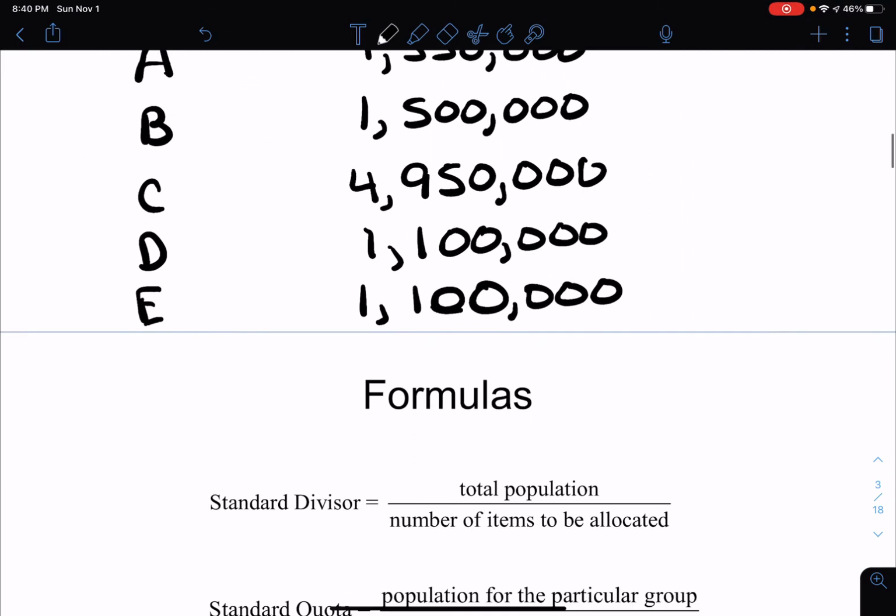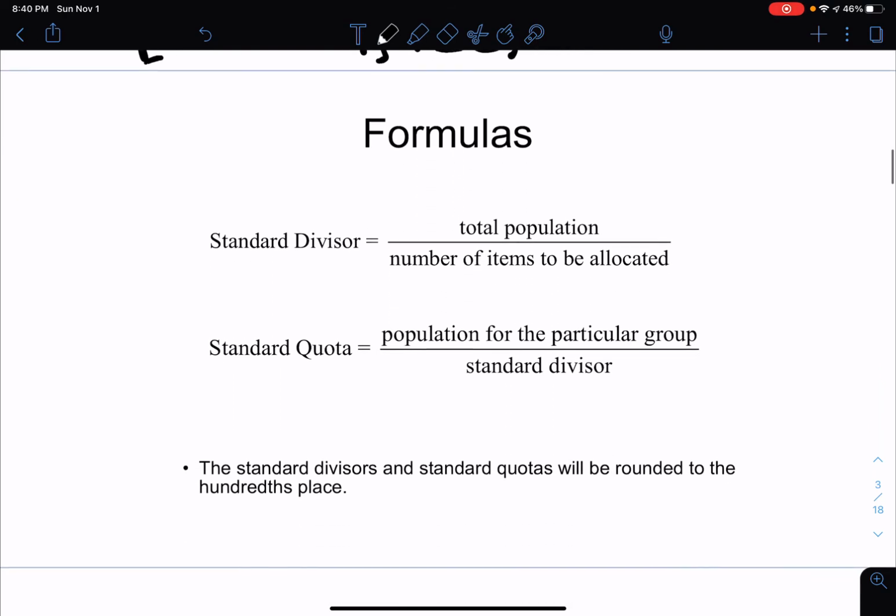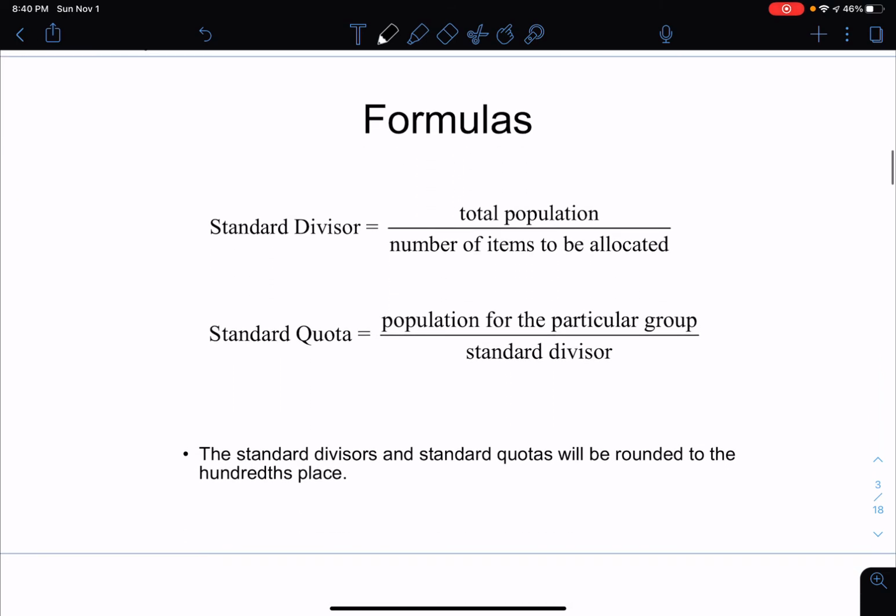Okay, so some initial formulas that are important as we start trying to figure out how to divvy up the country's 200 seats. One's called the standard divisor. That's the total population divided by the number of items to be allocated. So what are we doing with the standard divisor? We're taking how many people this country has and dividing by how many seats we're trying to allocate. So in other words, we're trying to figure out how many people per seat.